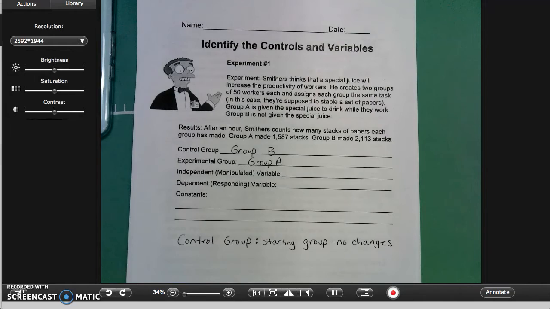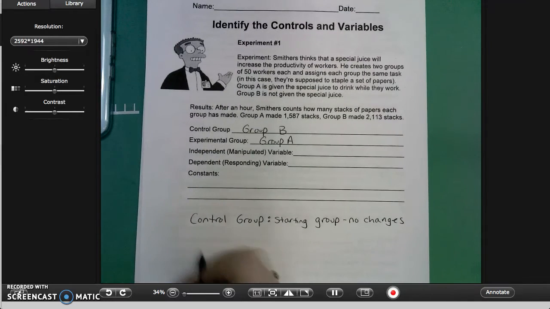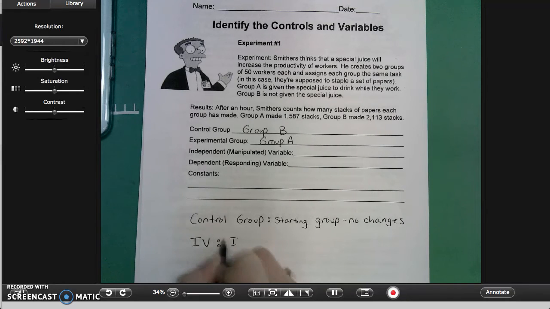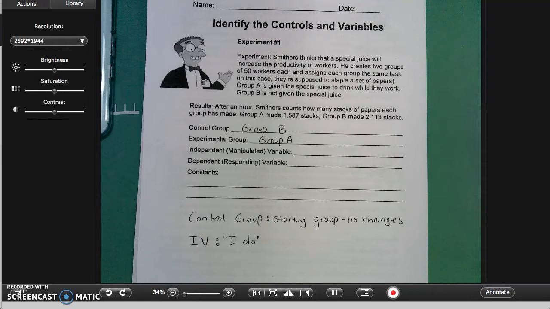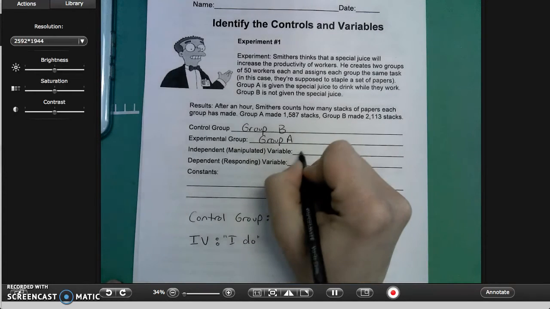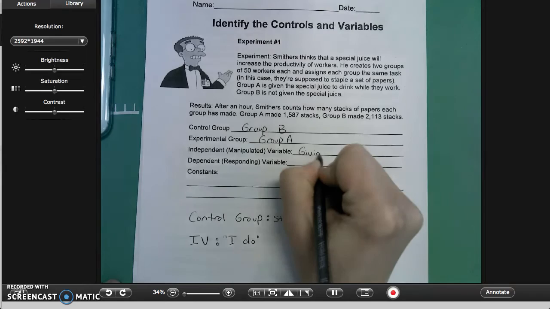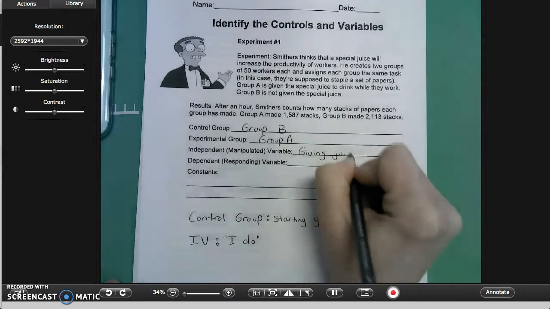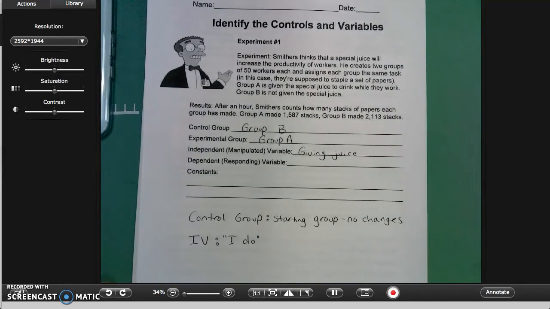Now we're looking at our independent and manipulated variable. Our independent variable is the I do or I change variable. So how are we changing the situation? The answer would be we're giving them juice, versus not giving them juice. So the variable that we're changing is whether or not they have juice.